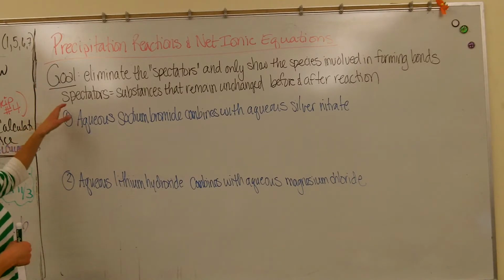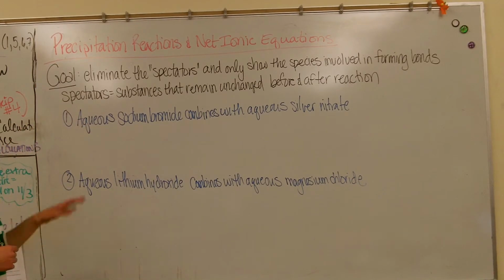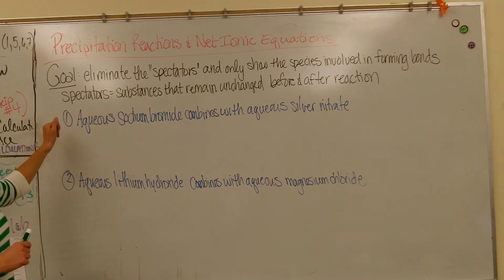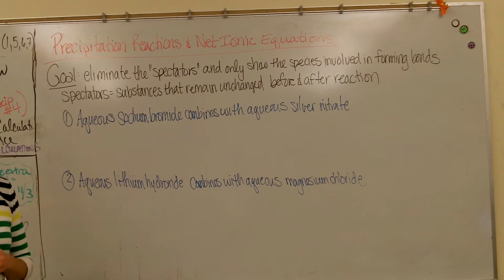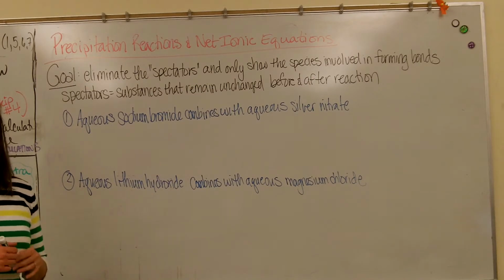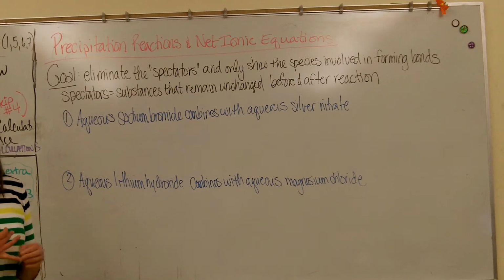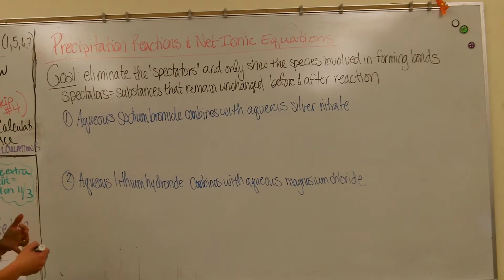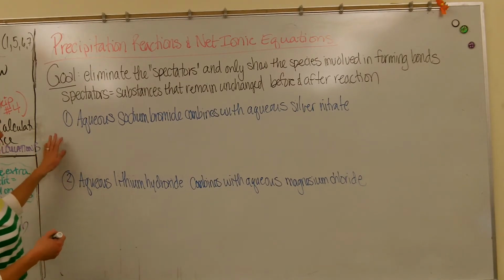And we want to write out these reactions as net ionic equations. So our goal is to eliminate the spectators. We call those spectators, those are the ions that remain unchanged before and after the reaction. They're just kind of hanging out, not really doing anything. We only want to show the species that are actually involved in either making or breaking bonds, because those are the ones that are truly involved in a reaction. And we're trying to figure out what reaction occurs. So we're going to go through a couple of examples.